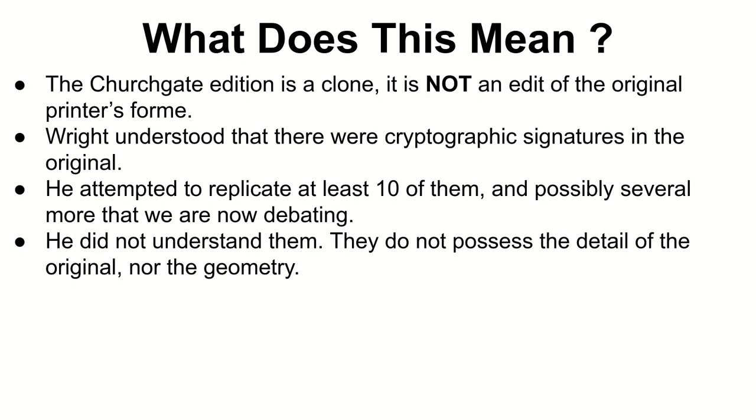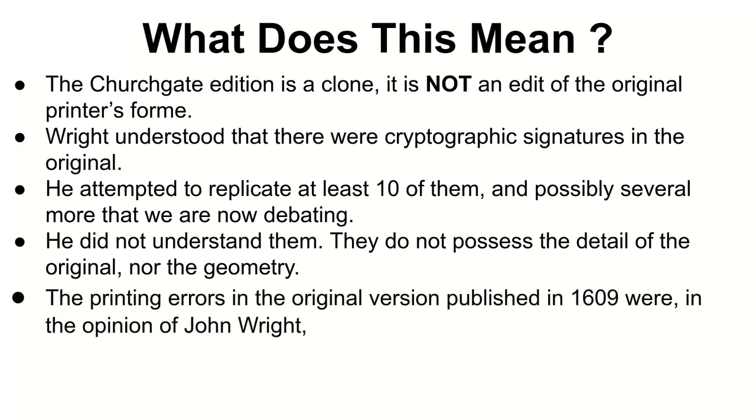He knows that they do things like this, and he knows that he's going to put them in. The printing errors in the original version, published in 1609, were, in the opinion of John Wright, deliberate. And they've not just been put in there by accident, and this is not the same imprint. This has been completely different.